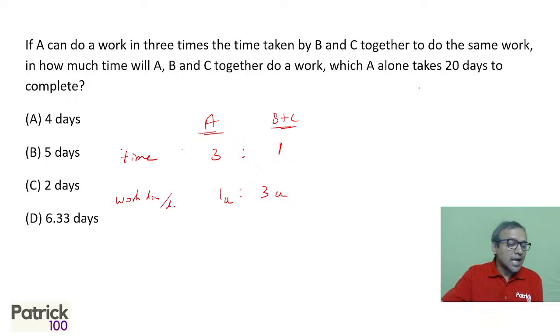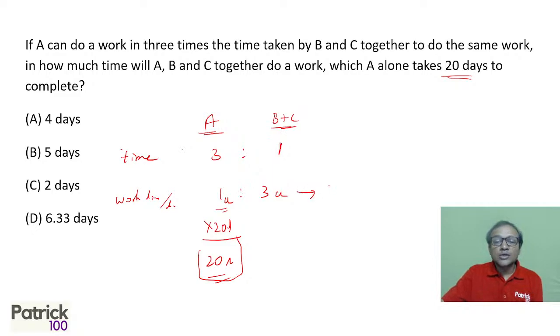Now they have said A alone can do the work in 20 days. So 1 unit of work per day, 20 days, which means the total work is 20 units. Now if all of them work, the total work is 4 units per day. So to complete 20 units, it will take 20 upon 4, which is 5 days. That's the answer, B option.